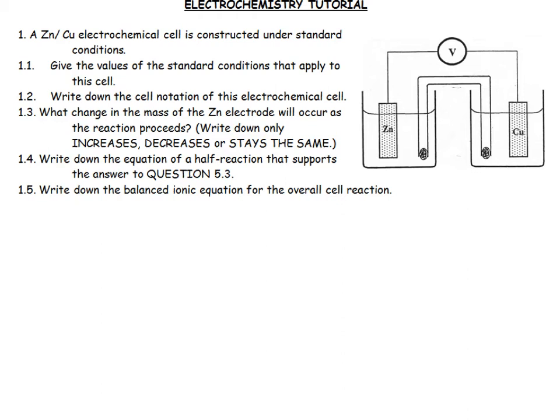The zinc-copper electrochemical cell is constructed under standard conditions. Give the values of the standard conditions that apply to this cell. Well, firstly, you need to check, are there any gases here? Well, there aren't any gases, so that means that you do not talk about pressure. You need to say that the solutions are both at 1 mole per cubic decimeter and that the temperature is 25 degrees centigrade.